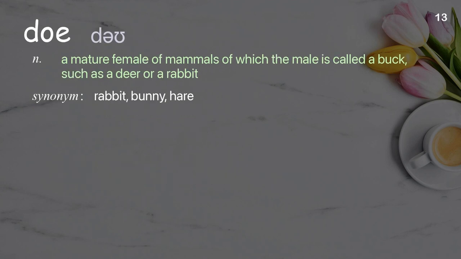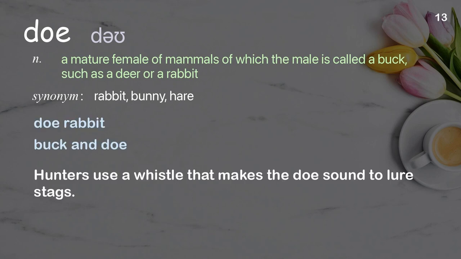Doe: a mature female of mammals of which the male is called a buck, such as a deer or a rabbit. Examples: doe rabbit, buck and doe. Hunters use a whistle that makes the doe sound to lure stags.